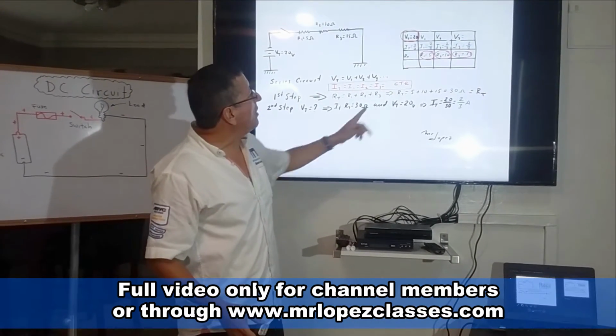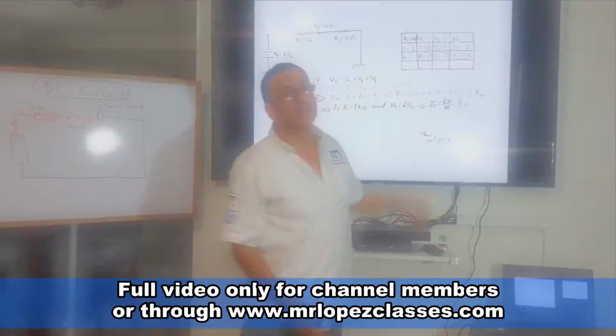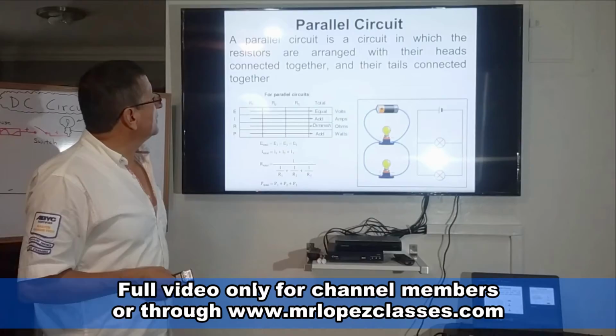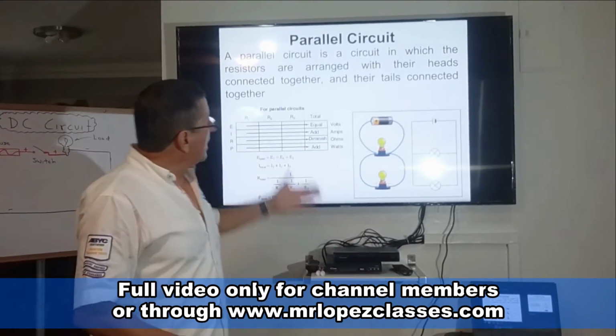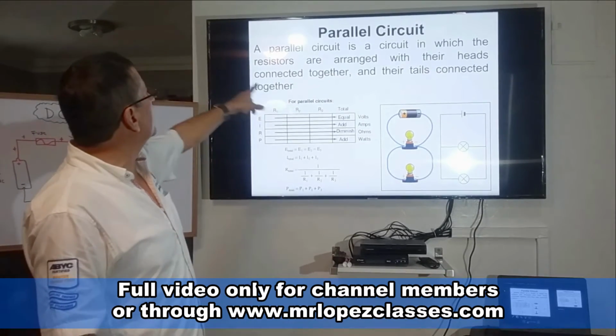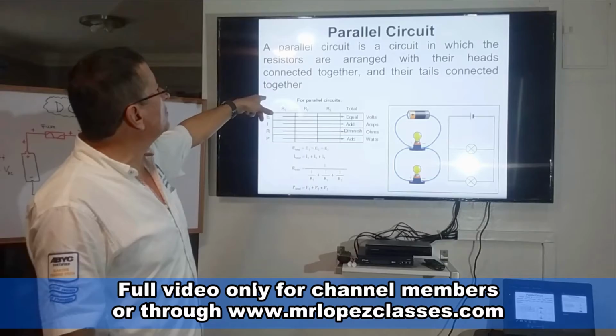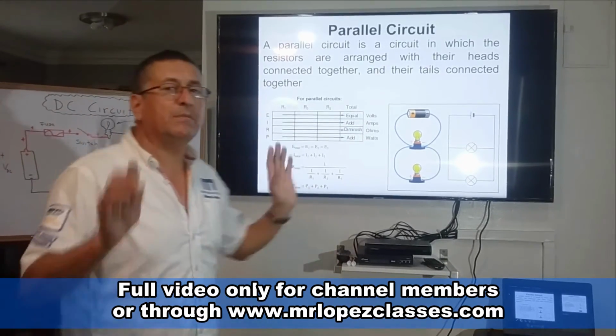And right now I know the rest of the intensity, 2/3, 2/3, and 2/3. Okay, this is a parallel circuit. What is the advantage of a parallel circuit? The parallel circuit is a circuit in which the resistors are arranged with the heads together and the tails together. What is the meaning of that?